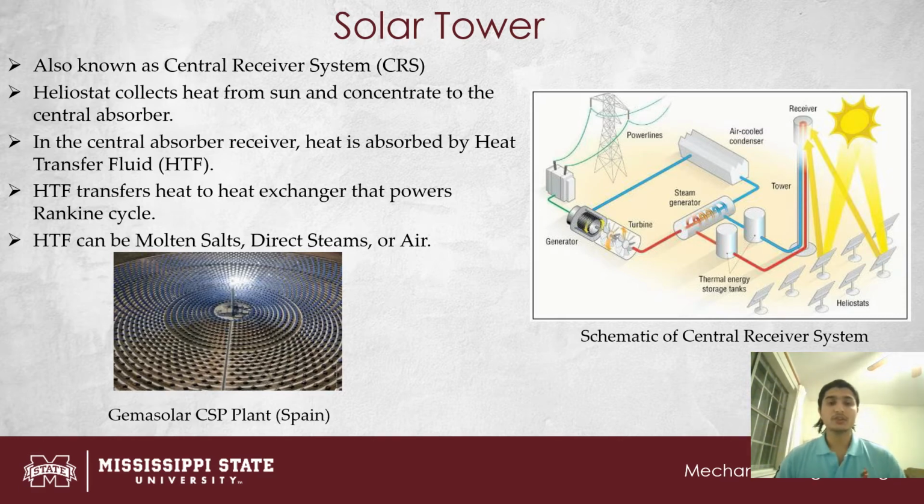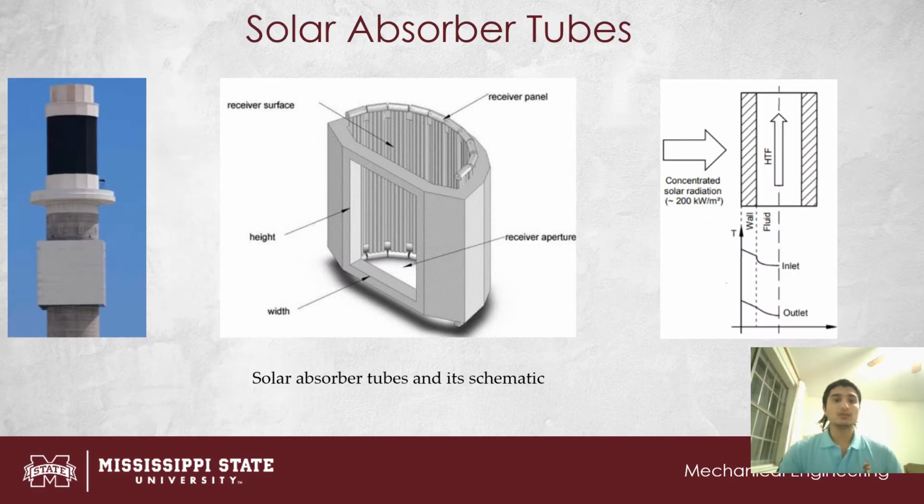It's called the Gemasolar Power Plant. The schematic of solar absorber tubes looks like this in a figure. The first one shows the solar absorber tube in the solar tower. The black part here is the solar absorber tubes. The solar absorber tubes are arranged linearly and circularly in a bundle like this, as shown in figure 2, and there will be heat transfer fluid flowing through them. The heat transfer fluid can be direct steam, molten salts, or air.